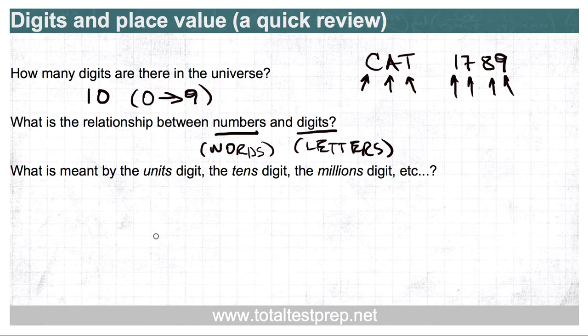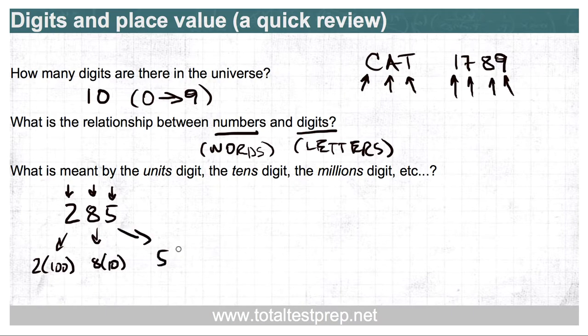When you have a number like, let's say, 285, this is a 3-digit number, and the digits are 2, 8, and 5. And in order to understand what this number is, you have to know the place value of each digit. In other words, what the 2 means, what the 8 means, what the 5 means. The 2 tells us how many hundreds there are. There are 2 hundreds. The 8 tells us how many tens there are. There are 8 tens in this number. And the 5 tells us how many ones there are, or units. Hence, that is the units digit.